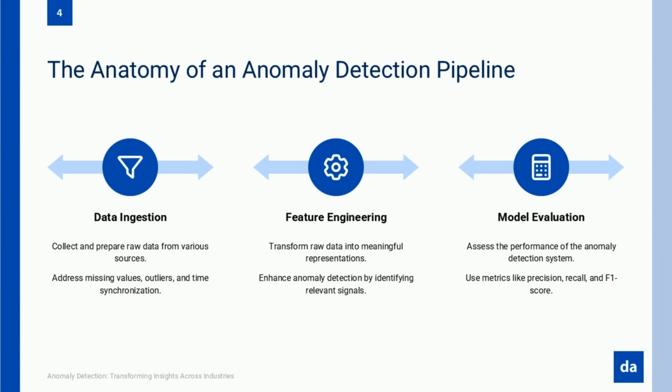Only after these foundational stages do we arrive at the modeling component, the part that receives disproportionate attention in most discussions of anomaly detection. Here, algorithms are selected and trained based on both data characteristics and operational requirements. The appropriate choice depends on factors like data dimensionality, expected anomaly frequency, and available computational resources.